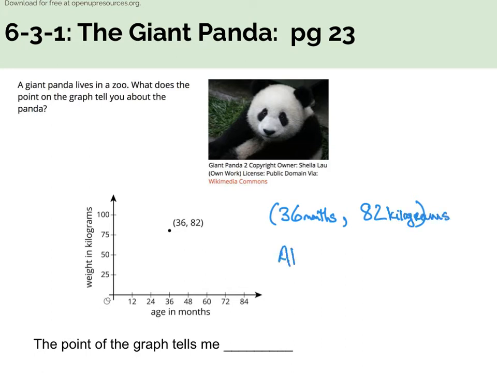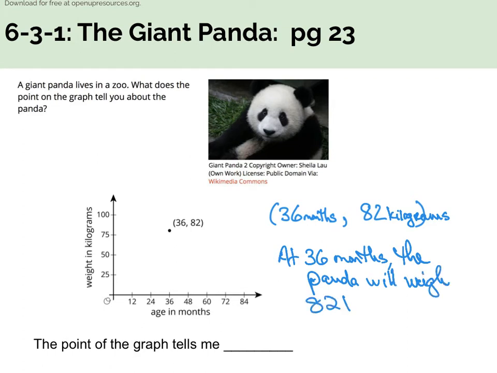So put it in a sentence: at 36 months, the panda will weigh 82 kilograms. So go ahead and make sure that you have this sentence written down on page 23.